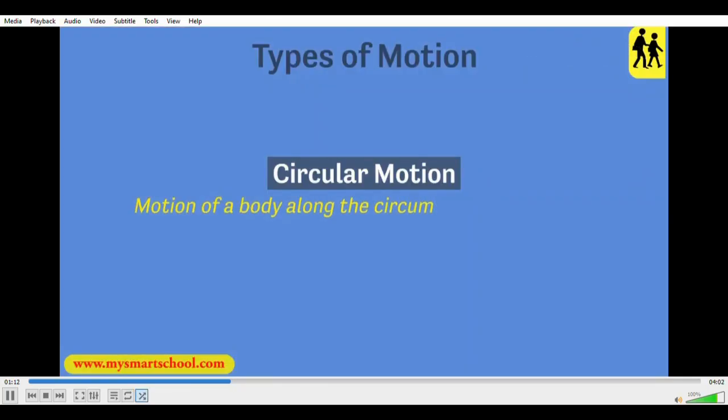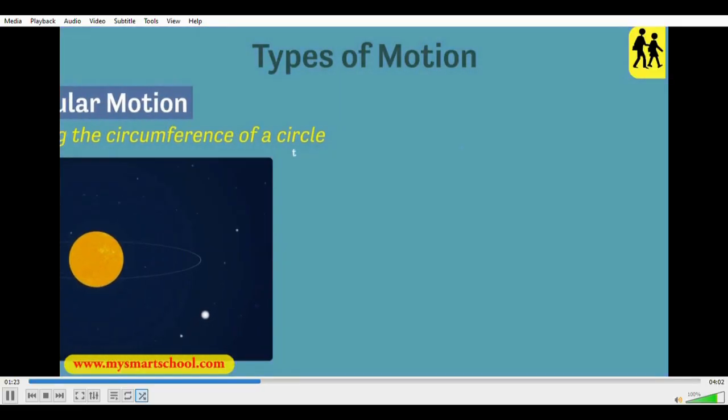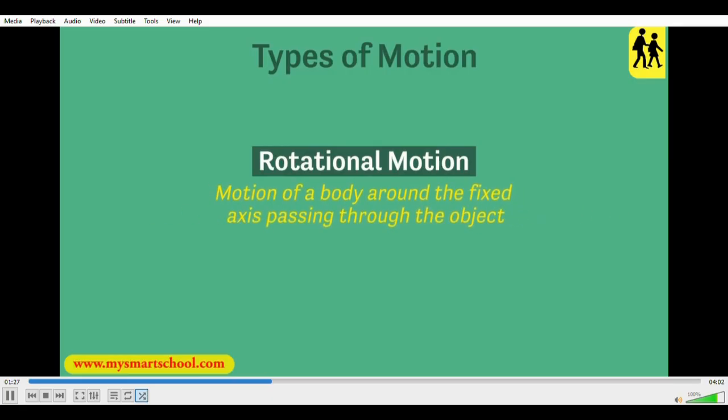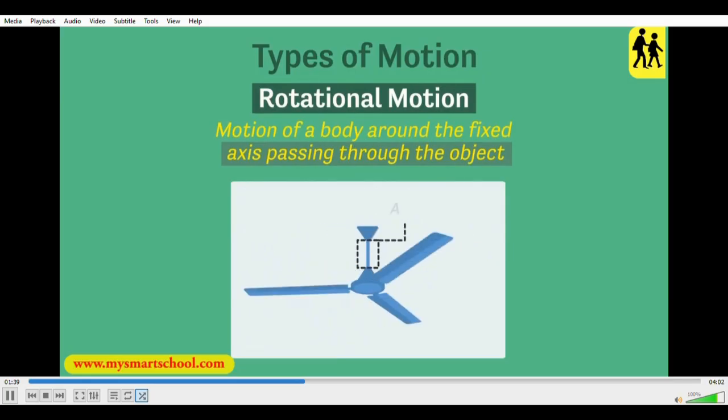Body along the circumference of a circle. Example: motion of the earth around the sun is an example of circular motion. The third type of motion that we saw is rotational motion. It is the motion of a body around a fixed axis which is passing through the object. This is important: the axis has to pass through the object. Example of rotational motion is a ceiling fan rotating along its axle.